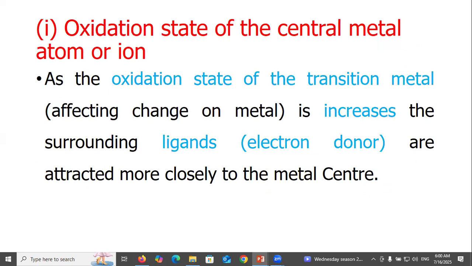Oxidation state of the central metal atom or ion. Is the oxidation state of the transition metal affecting? As the charge on the metal increases, the surrounding ligands, the electron donors, are attracted more closely to the central metal center.